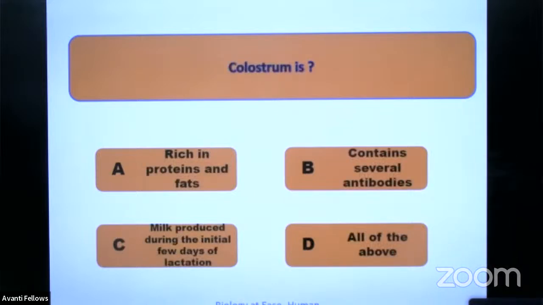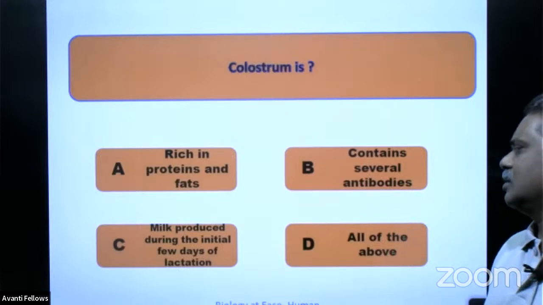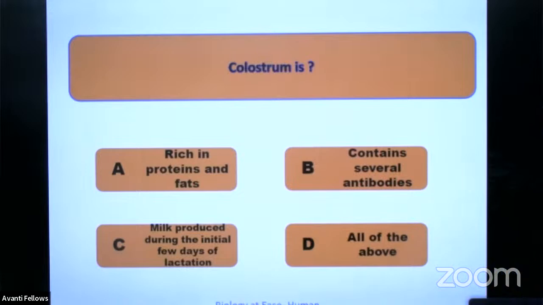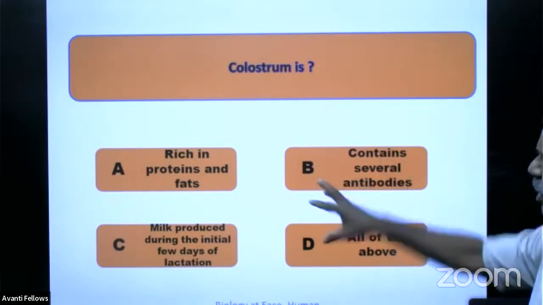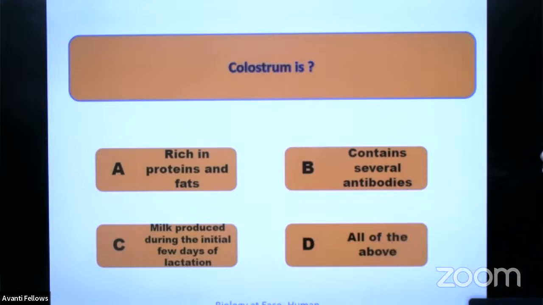Then come to the next one, that is colostrum. And see the option. What is colostrum? There are four options given here. It is rich in protein and fat. It contains several antibodies. Then it's a milk produced during the initial few days of the lactation. Or all of the above. This colostrum is for all: rich in proteins and fat, and also contains several antibodies. And it is the milk produced during the initial few days of the lactation. Then find out the correct answer from all these four options given here. What is really colostrum and what is it meant for?